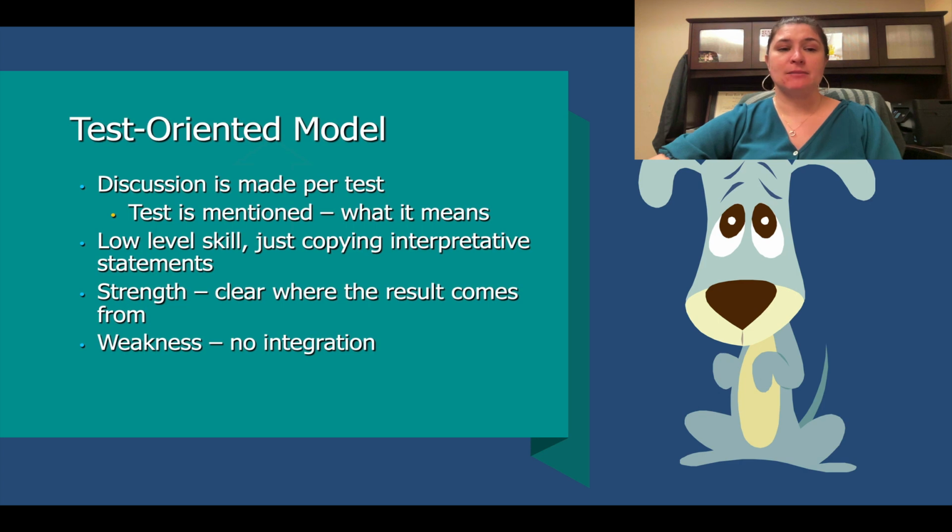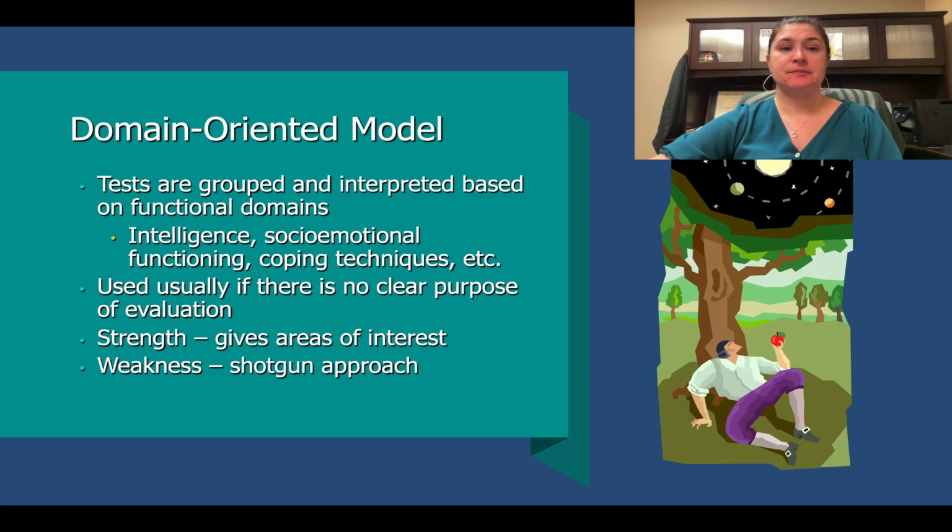In the test-oriented model, a discussion is made per test. The test is mentioned and it tells us what it means. Only a low level of skill is needed. It's just copying interpretive statements. The strength of this is there are clear results that come from it, and the weakness is there's no integration of other data. In a domain-oriented model, tests are grouped and interpreted based on functional domains.